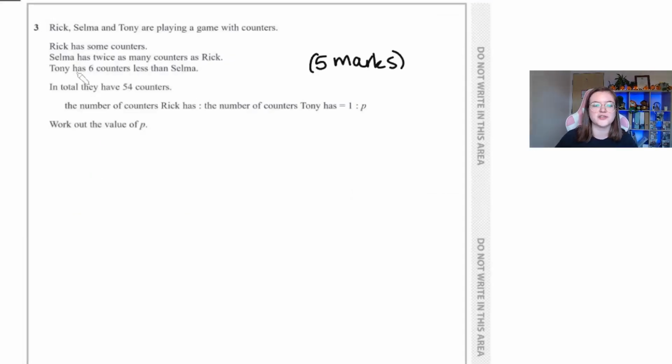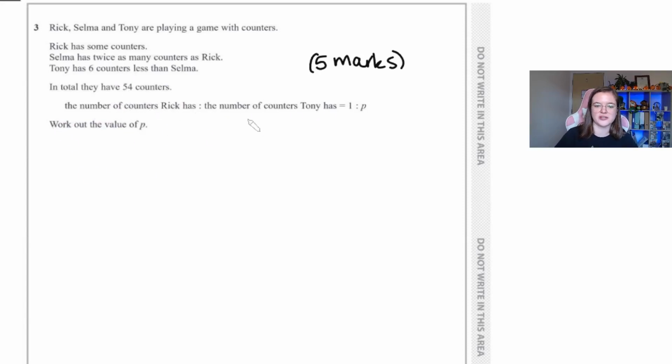On we go. Question 3, Rick, Selma and Tony are playing a game with counters. Rick has some counters, Selma has twice as many counters as Rick, Tony has 6 counters less than Selma. In total, they have 54 counters. The number of counters Rick has to the number of counters that Tony has is 1 to p. Work out the value of p.